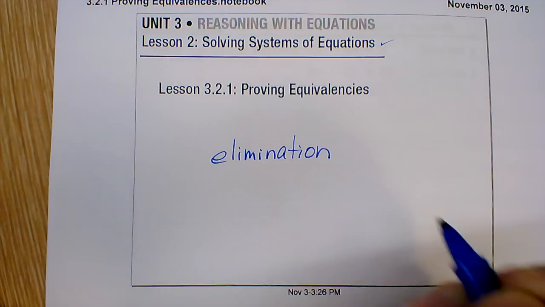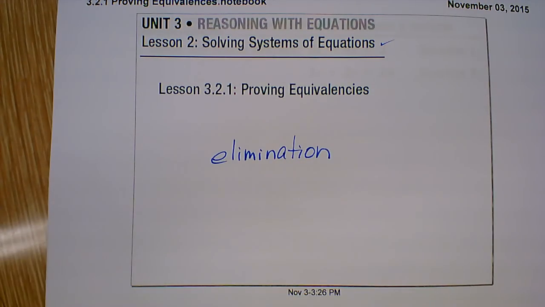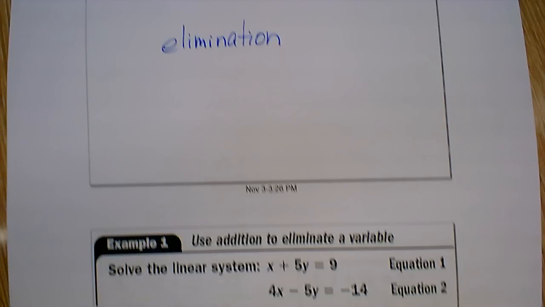And the reason it's called the elimination method is because we want to eliminate one of our variables. We have an x, we have a y in all of our equations. We want to eliminate one of them so that we can solve for the other one that's left over. So let's quickly just go to an example right away.